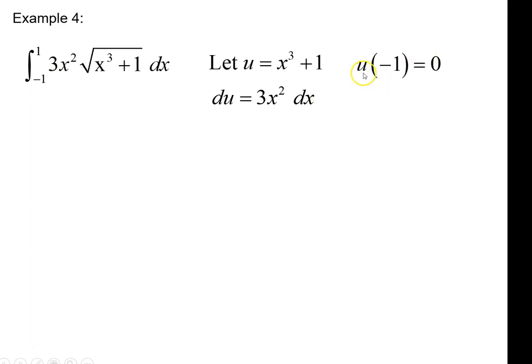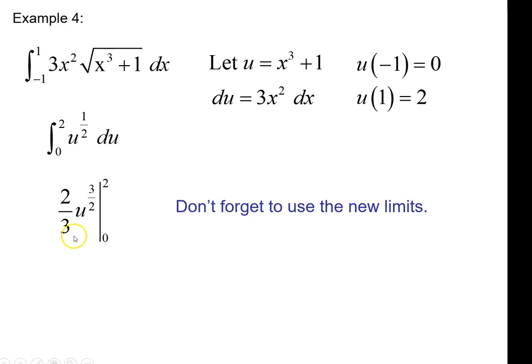Let's change the limits here. So u of -1, the lower limit, will be 0. Make sure you see where this is coming from. Plug -1 into x cubed plus 1, and you get 0. The upper limit of 1, if you plug in 1, you get 2. So now we're going to go from 0 to 2 of u to the 1/2, that's the square root of u, du. Antiderivative is u to the 3/2 times 2/3. Fundamental theorem of calculus. Evaluate that expression at 2 minus the value at 0.